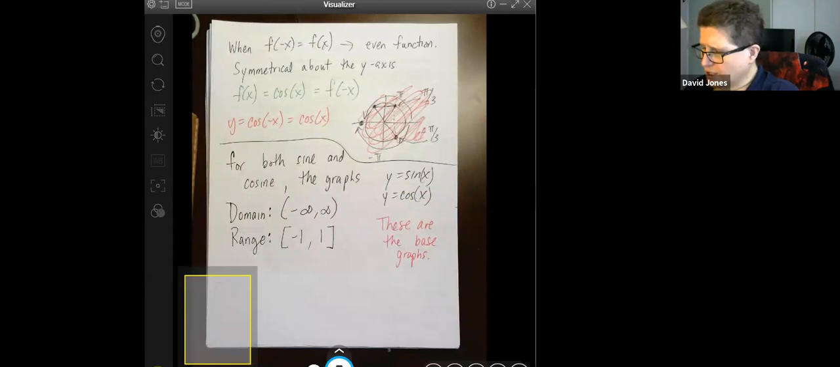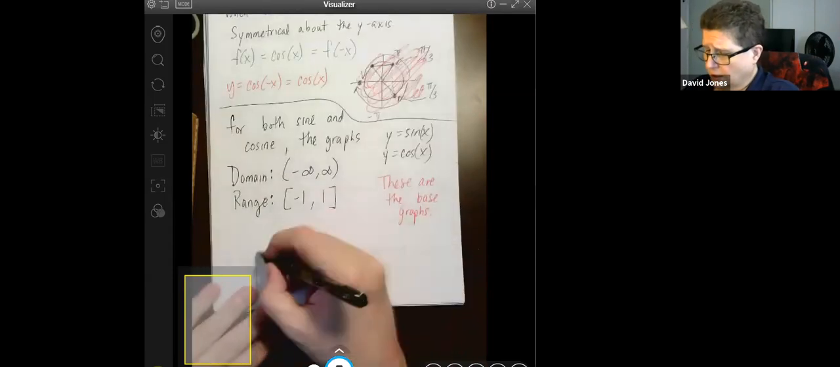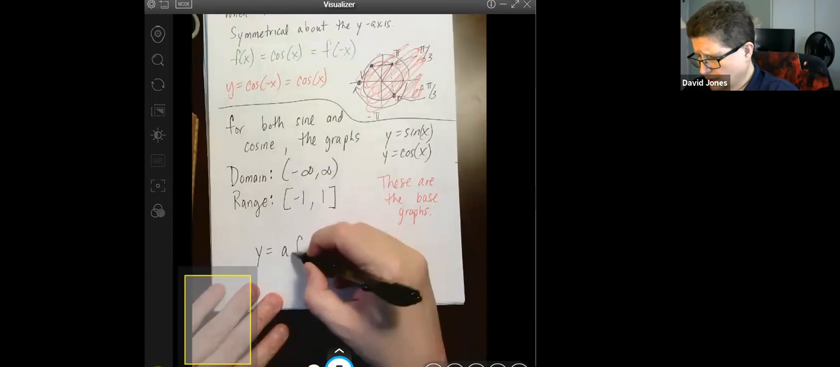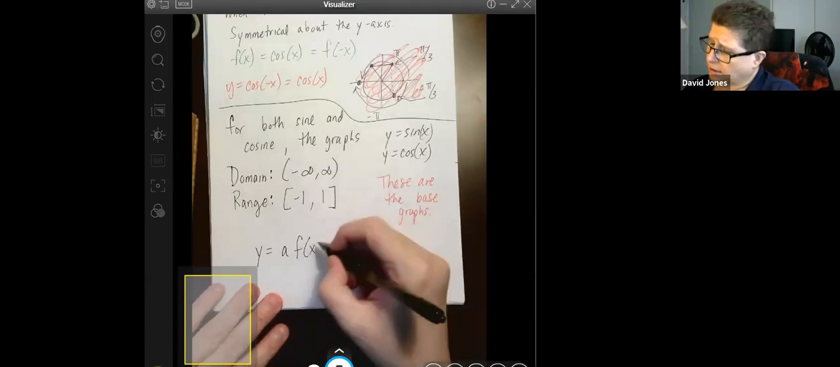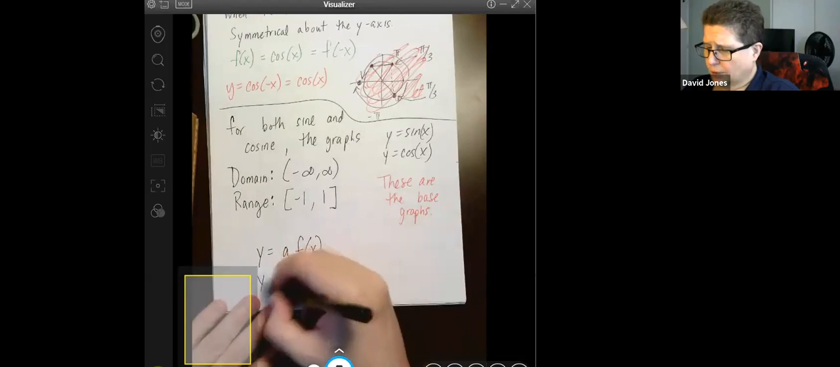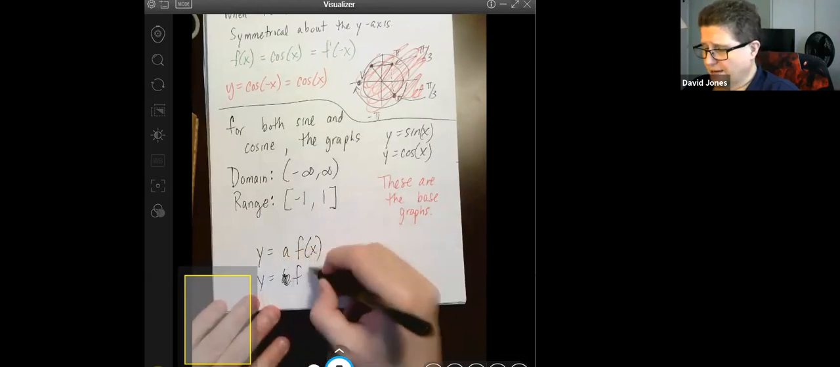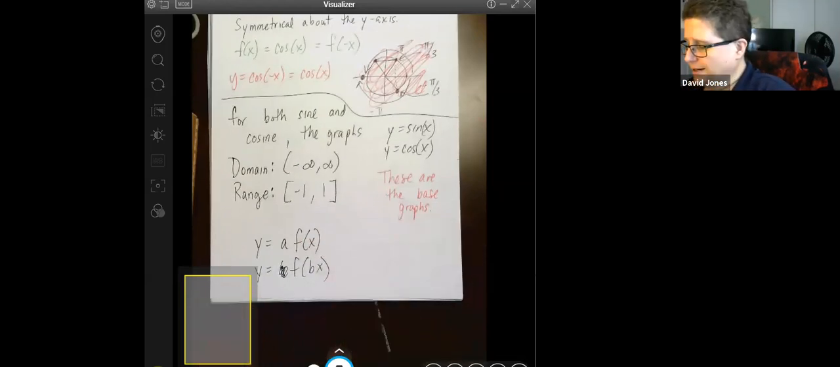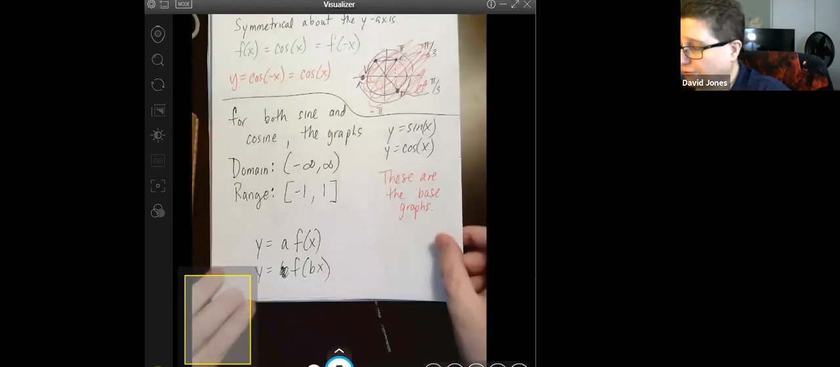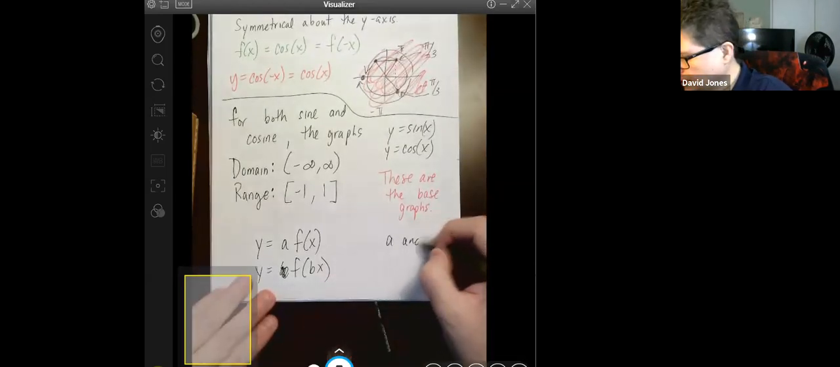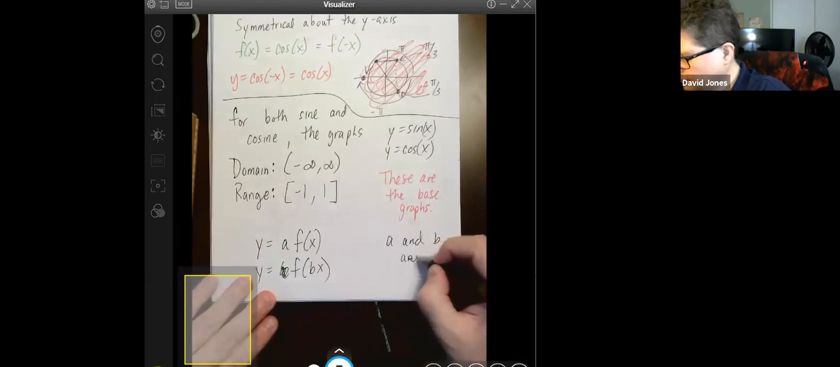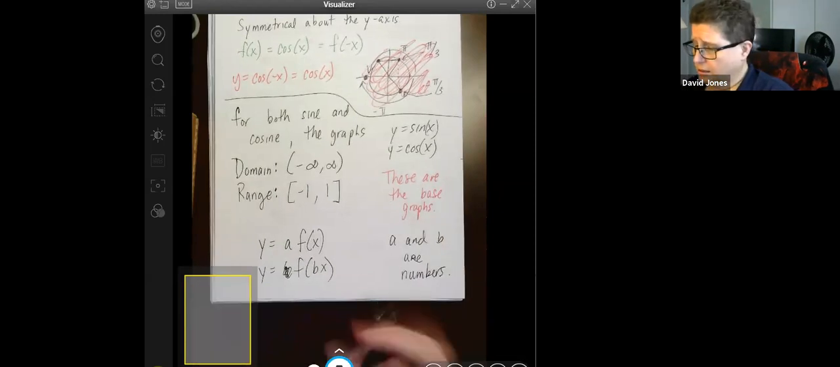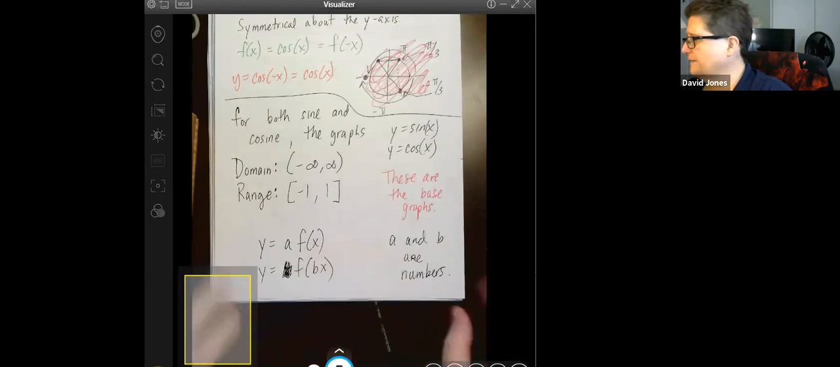Where we're going to eventually get to is y equals a times f of x. We'll do that. We'll do y equals f of bx. And we're going to even do a lot more than that. This is what we're going to cover today, though. So let's take a look at when we have a number out front. A and b are numbers. How do they change the graph? Let's see how they affect the graph.